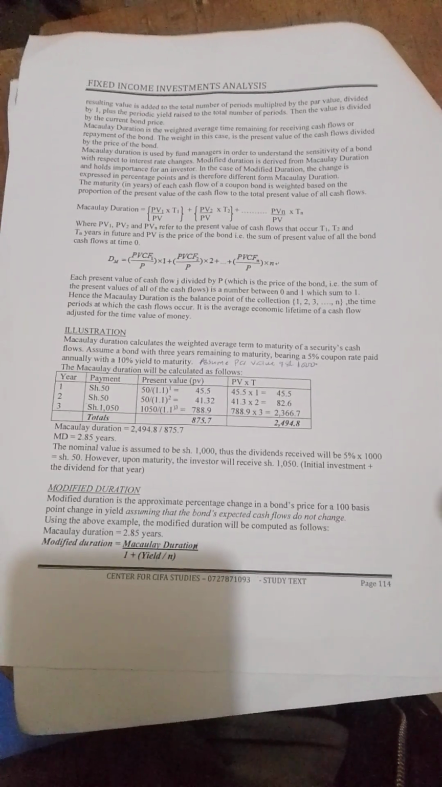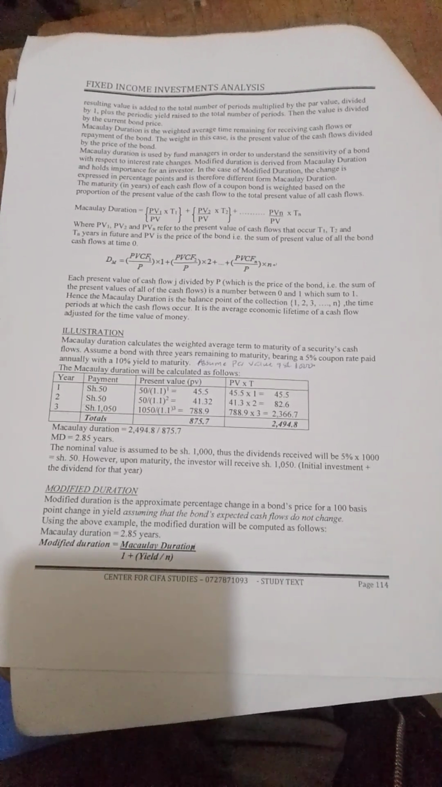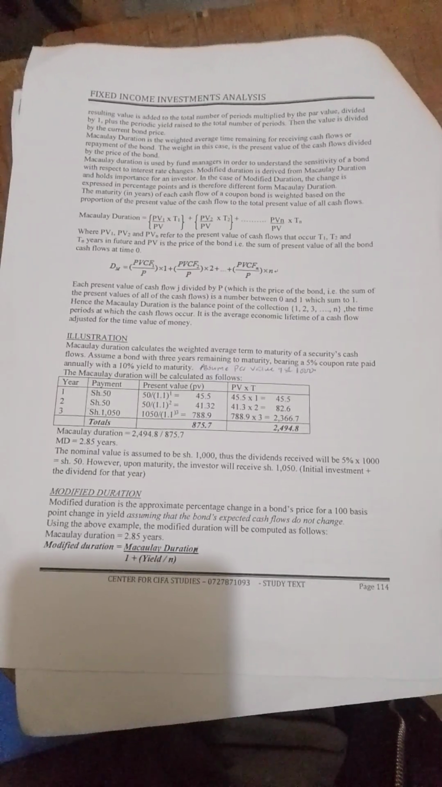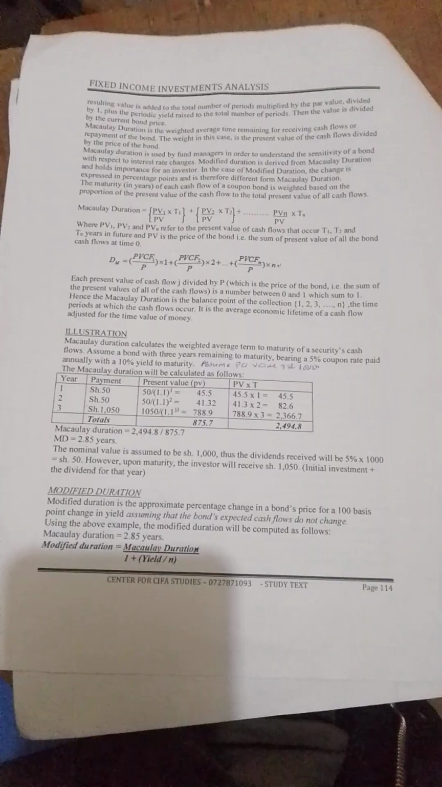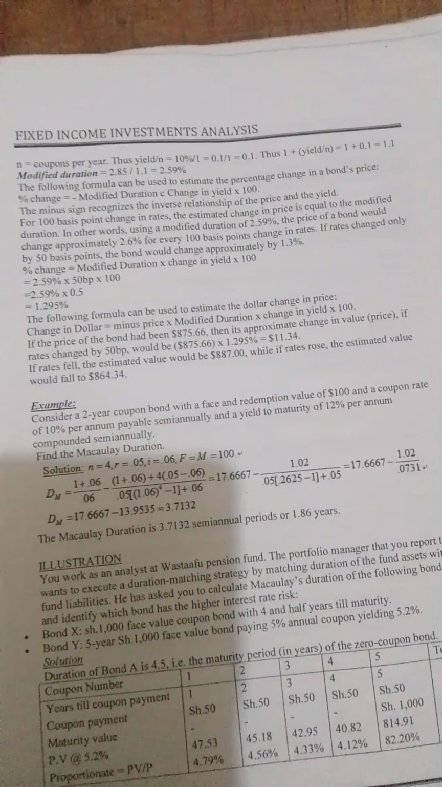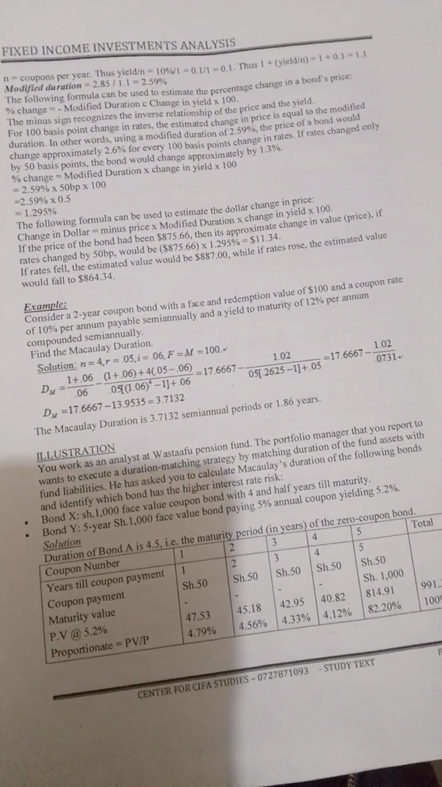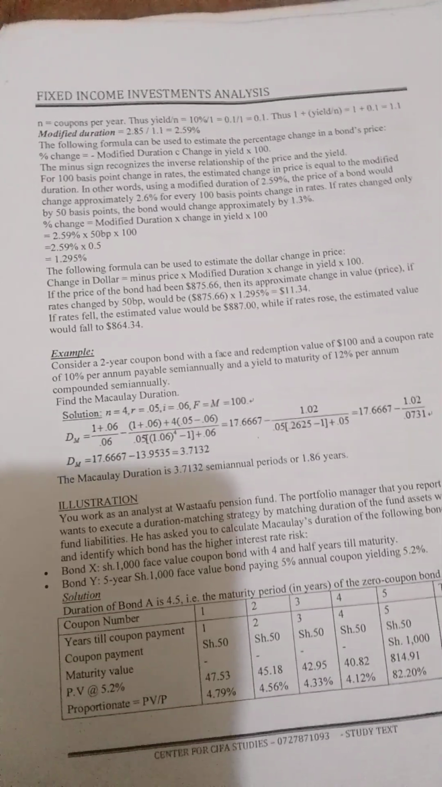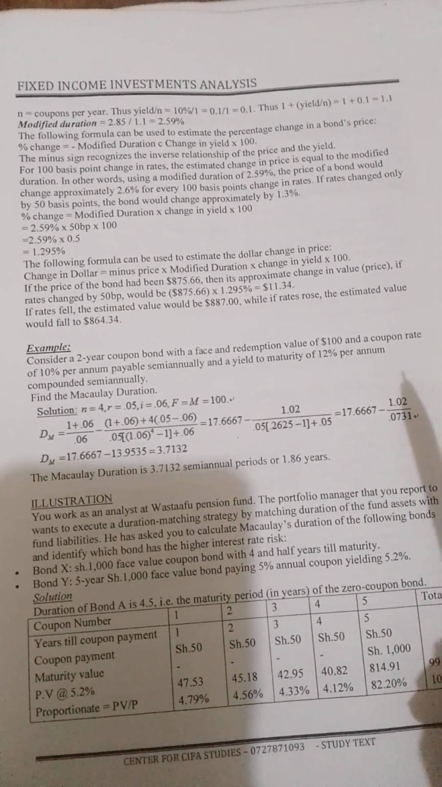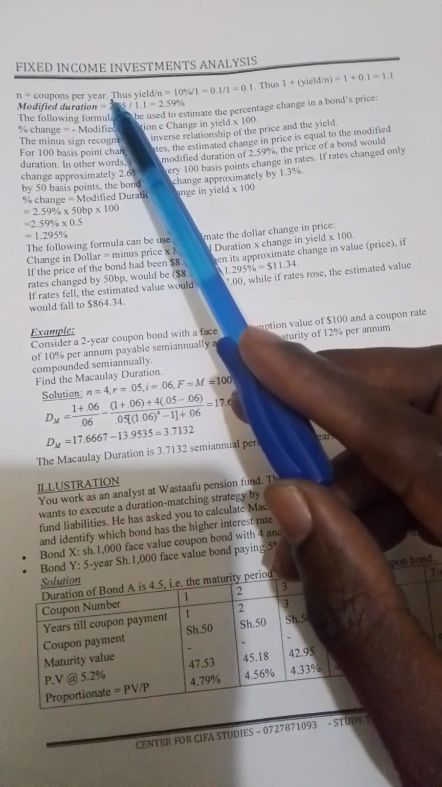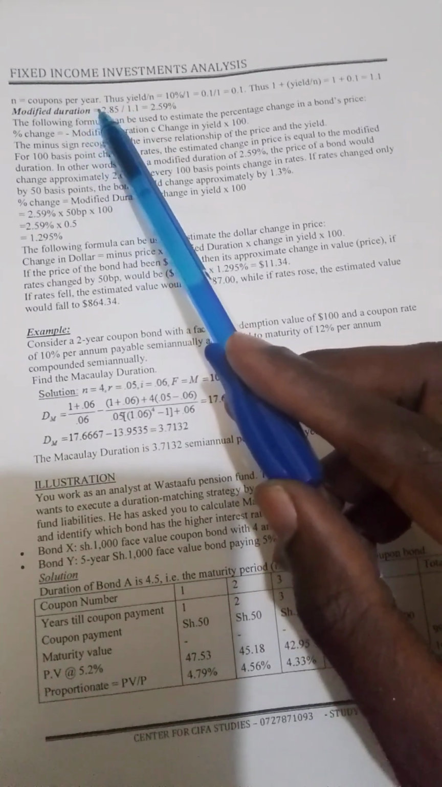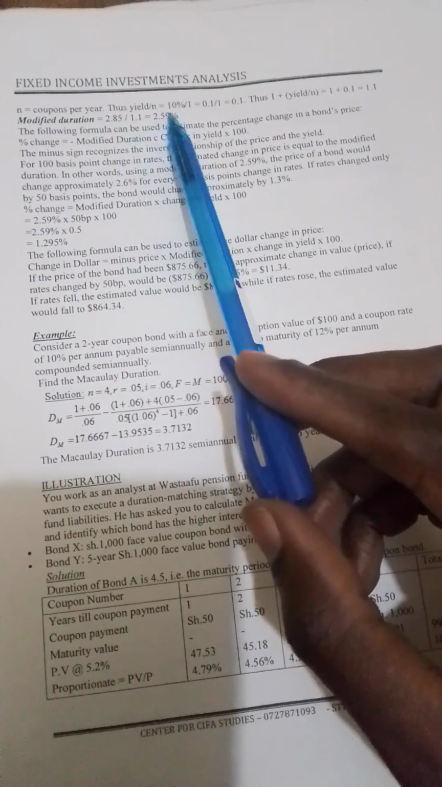Now, we have just explained the concept of Macaulay duration, and we are now tackling modified duration. I want us to move to page 115, and you can see on that side that is N. What's the meaning of N? N is the number of coupons per year. How many times do you pay coupon? We are told this payment is made once per year.